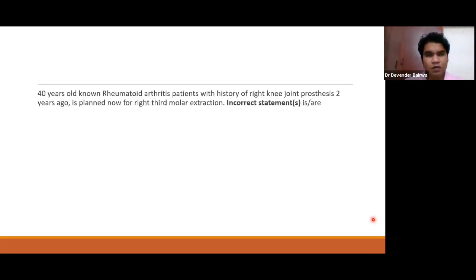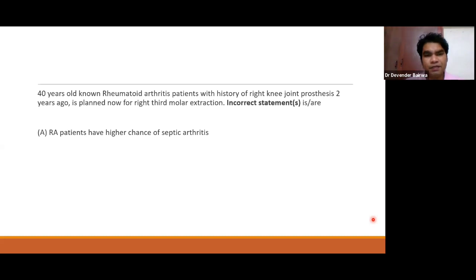Next question: a 40-year-old known rheumatoid arthritis patient with a history of right knee joint prosthesis 2 years ago is now planned for right third molar extraction. It means a patient of RA with a history of joint replacement in the past is now planned for a dental extraction. Which are the incorrect statements in this case?